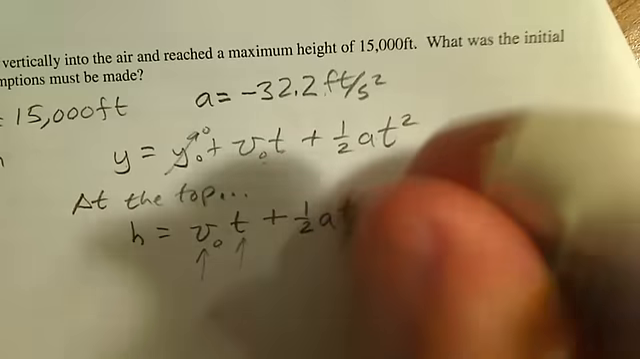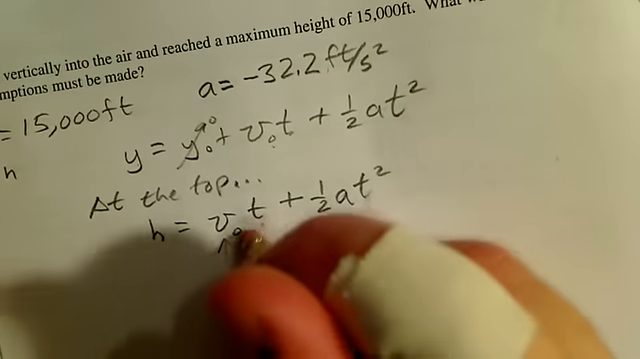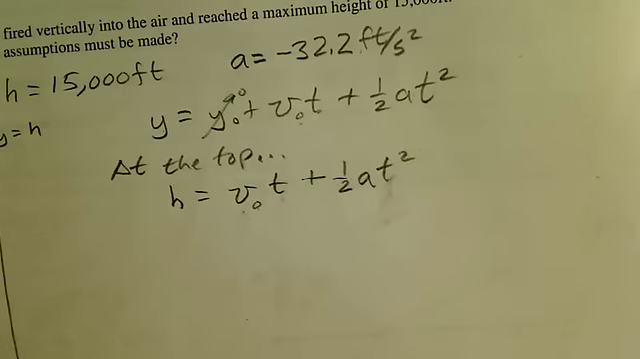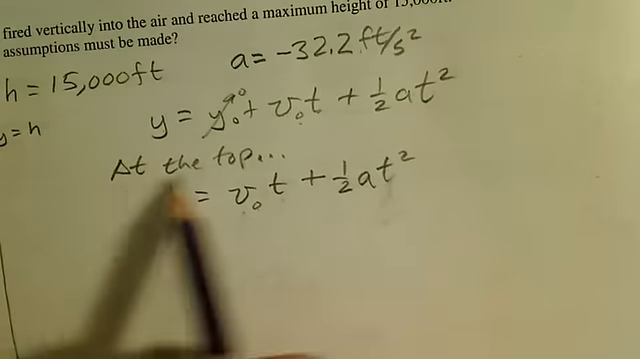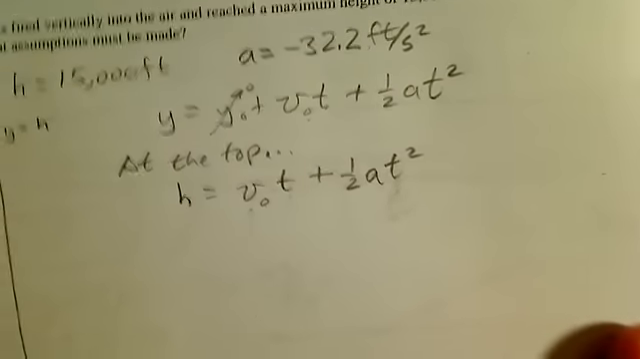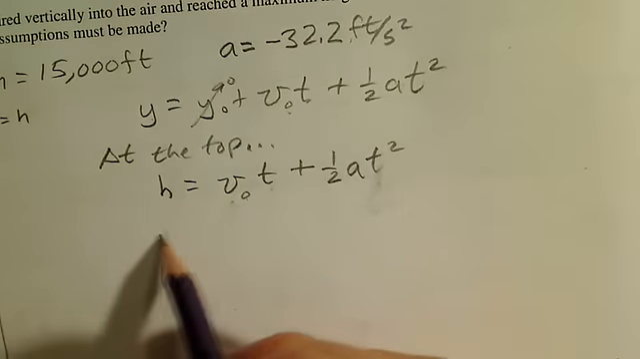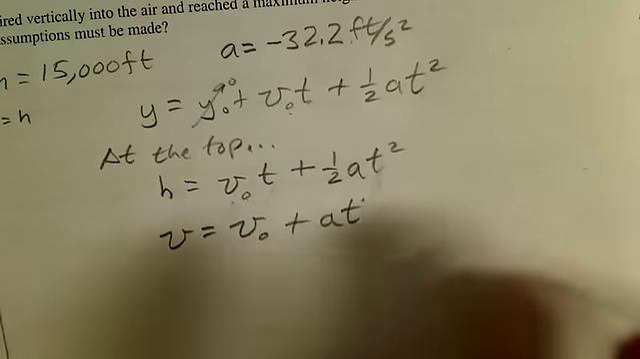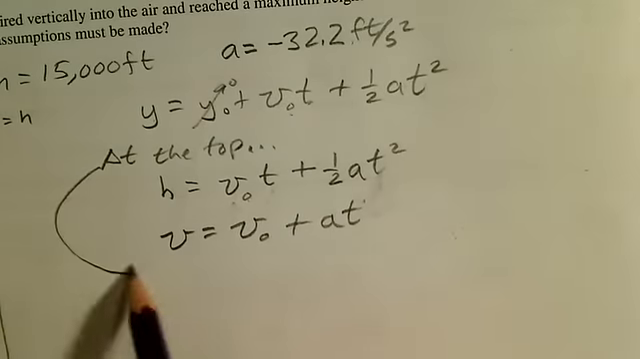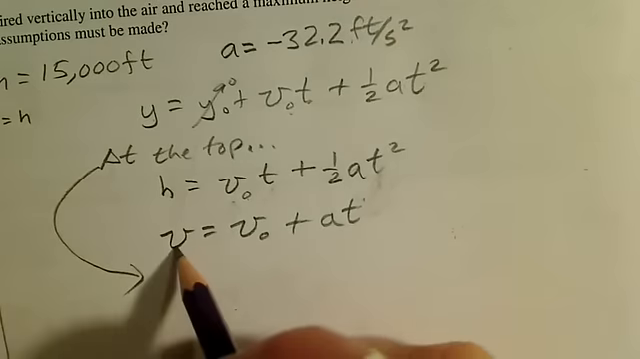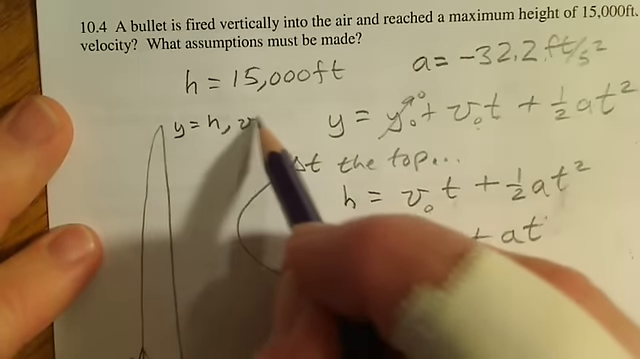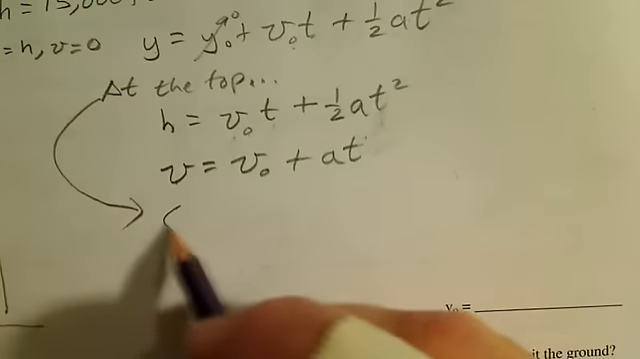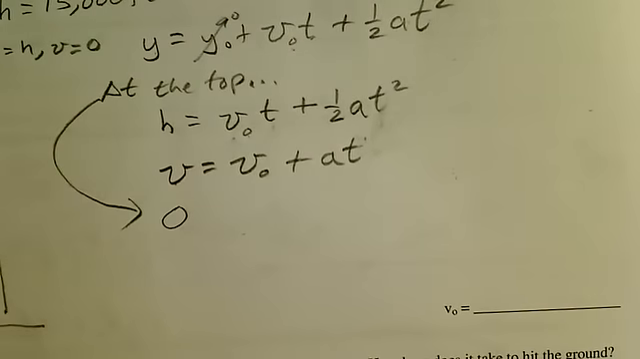So in mathematics, when you have two unknowns, in order to find them, you need another equation. So for two unknowns, you have to have two equations. So we'll do at the top again, but this time we'll need another kinematics equation. And that equation is v is equal to v0 plus a t. Making this specific to at the top of its trajectory, the velocity at the top is equal to 0. So the acceleration is not 0 at the top, but the velocity is.